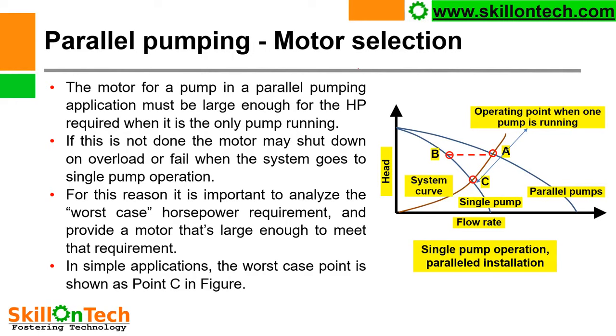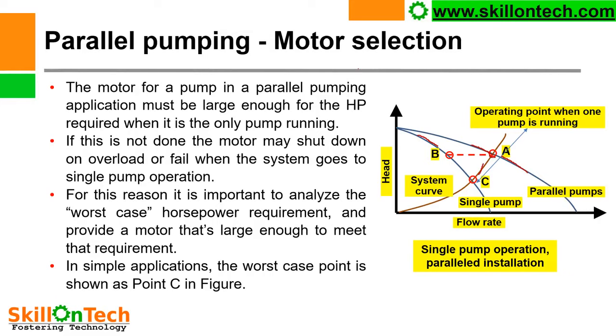For this reason, it is important to analyze the worst case horsepower requirement and provide a motor that is large enough to meet that requirement. In simple applications, the worst case point is shown as point C in the figure. So let us see in the figure how parallel pumps are operated. There are two pumps. So this is a single pump characteristics and this is a double pump characteristics. So when double pumps are operated, and this is a system curve.